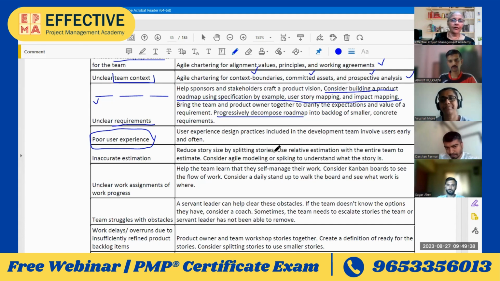So some of the explanations given by PMI are in their trademark cryptic style. Try reading PMBOK and you will realize what I'm saying. I many times say that PMBOK is not written in human English. It's written in some alien English. So this is the example of that.